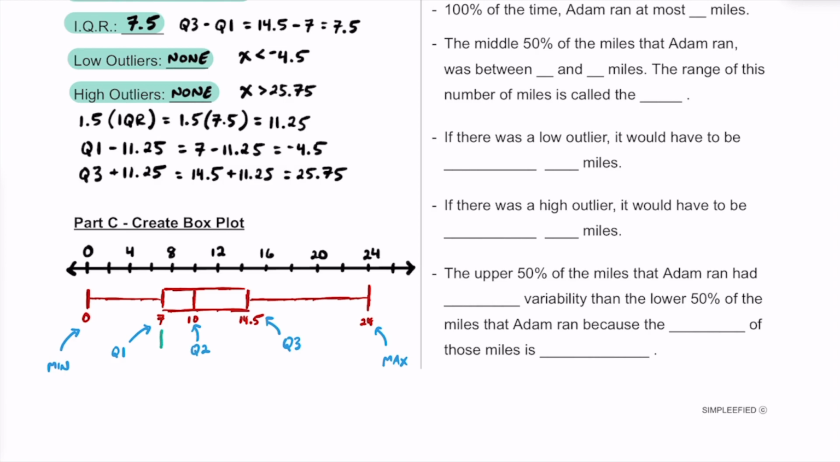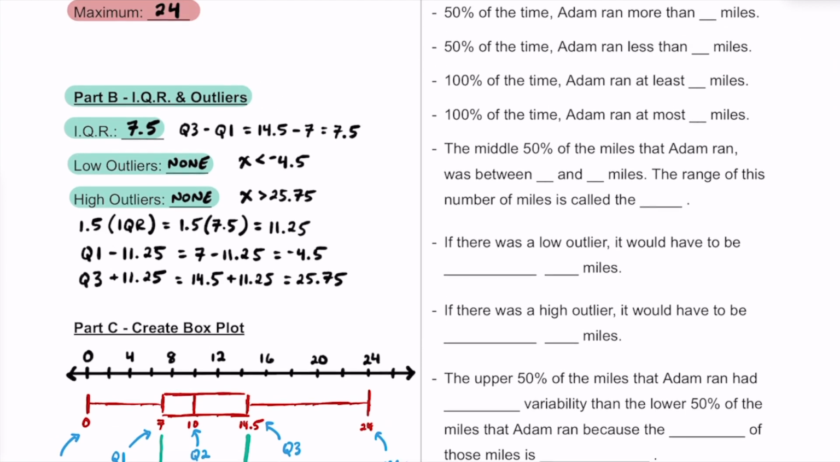And earlier we found the IQR, which is the range of the middle 50%. And you can see here that the range is going to be 7.5. So the IQR here is basically the range, or how far the middle 50% is spread. So from 7 to 14.5, it has an IQR of 7.5, which we found earlier.